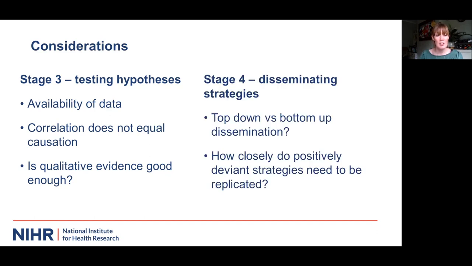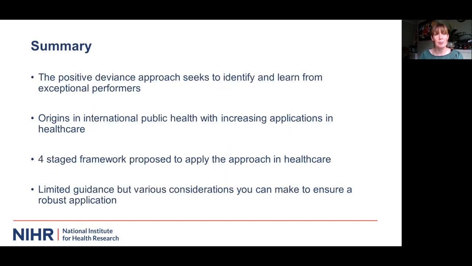And finally, moving on to stage 4, which is the stage that we know least about, how you disseminate your findings. Will it be a bottom-up, community-driven approach, or will you get the support of policymakers, such as the Royal Colleges, to help disseminate findings? And one thing that isn't known really at the moment is how closely positively deviant strategies need to be replicated, or can communities take the premise of what's been learnt and apply that to suit their own context?